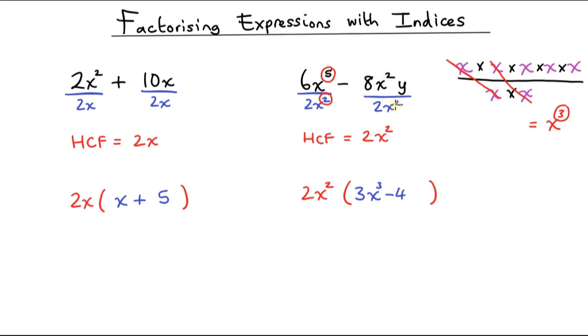X squared divided by x squared, well, those two terms just cancel out. That's just 1. And all we're left with is y. So this is our final answer. And again, if you wanted to, you can expand the brackets just to check your answer, and you should be left with your original expression.